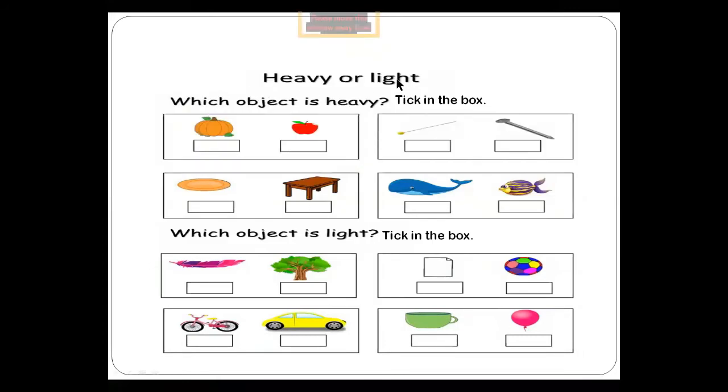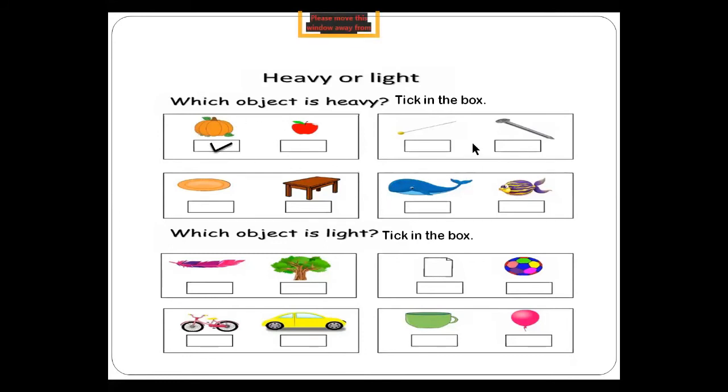Heavy or light. Here we will compare two things as heavy or light. Which object is heavy? Tick in the box. In the first box, we have a pumpkin and an apple. Which will be heavy from these two? The pumpkin will be heavy. So we'll put the tick on the pumpkin.